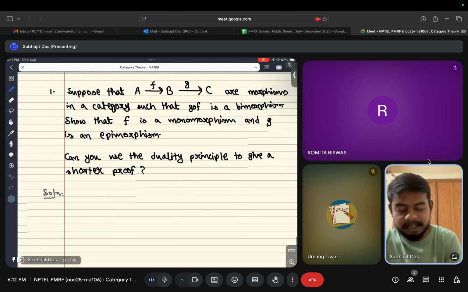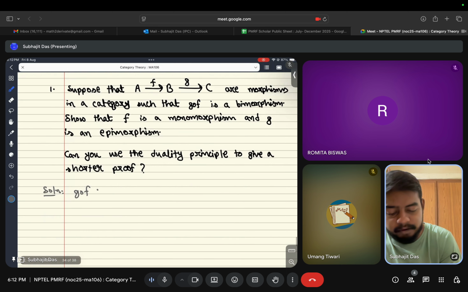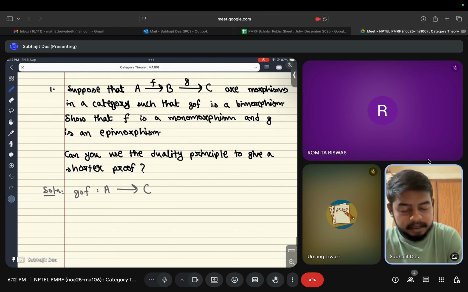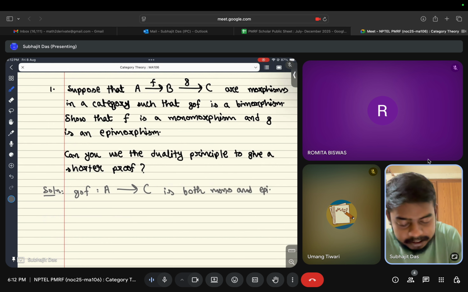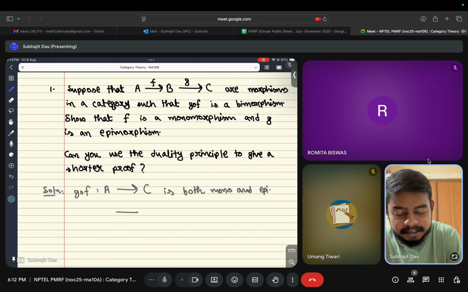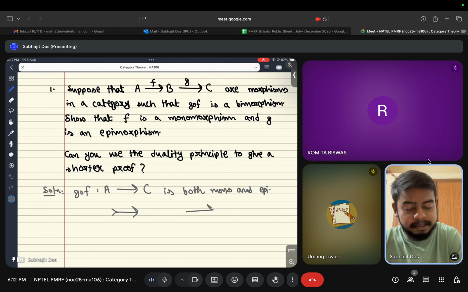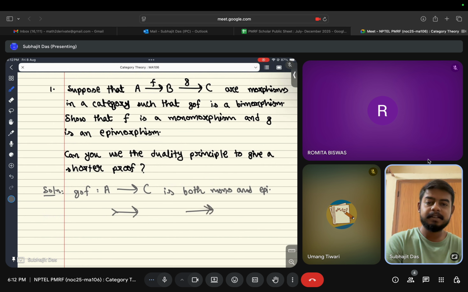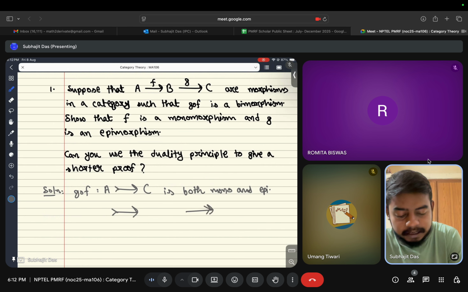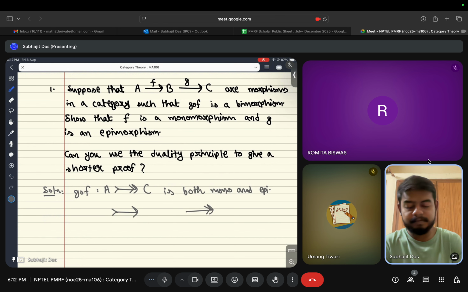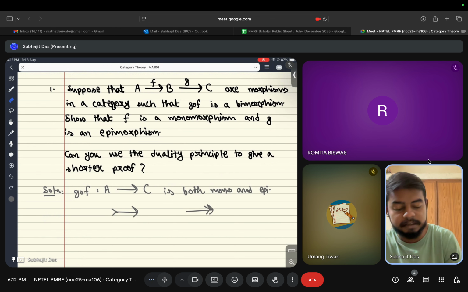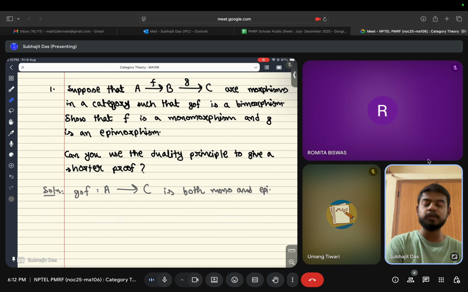So what you know is G composed F, this arrow from A to C, is a bimorphism, that is, both mono and epi. We know that a monomorphism in a category is written like this, an arrow with a barbed tail, and an epimorphism in a category is written like this. So we can combine these two and write it like this. But that's just notation. So G composed F is both mono and epi.